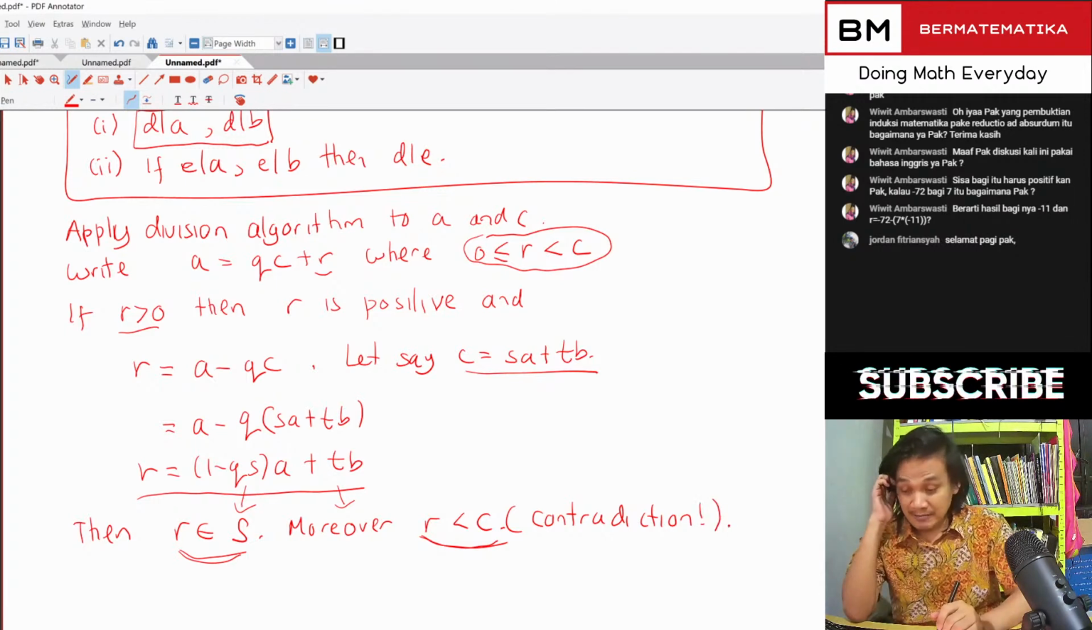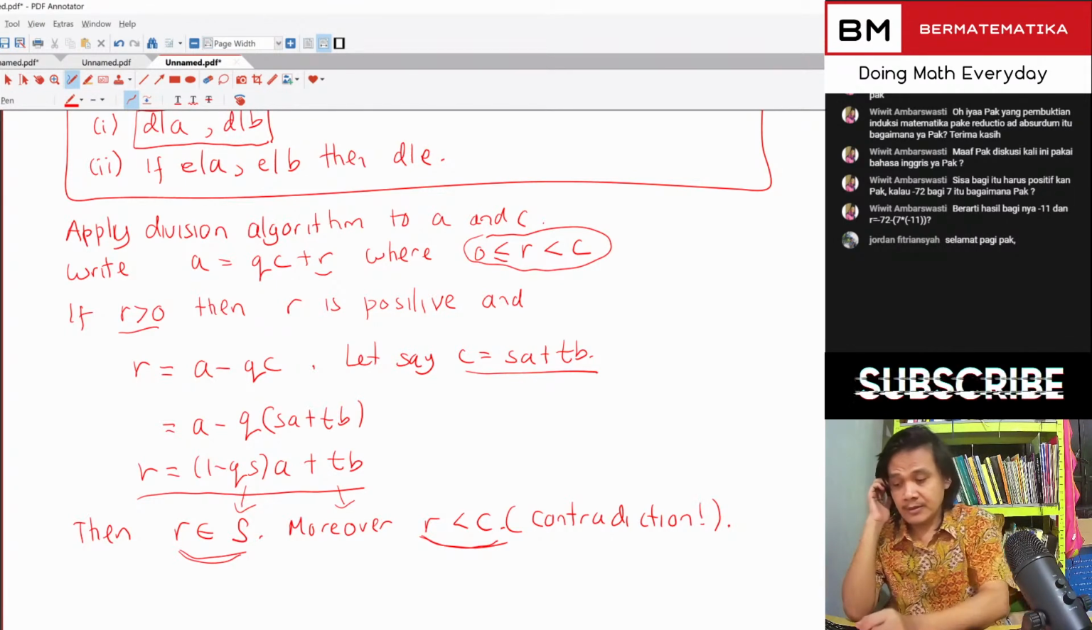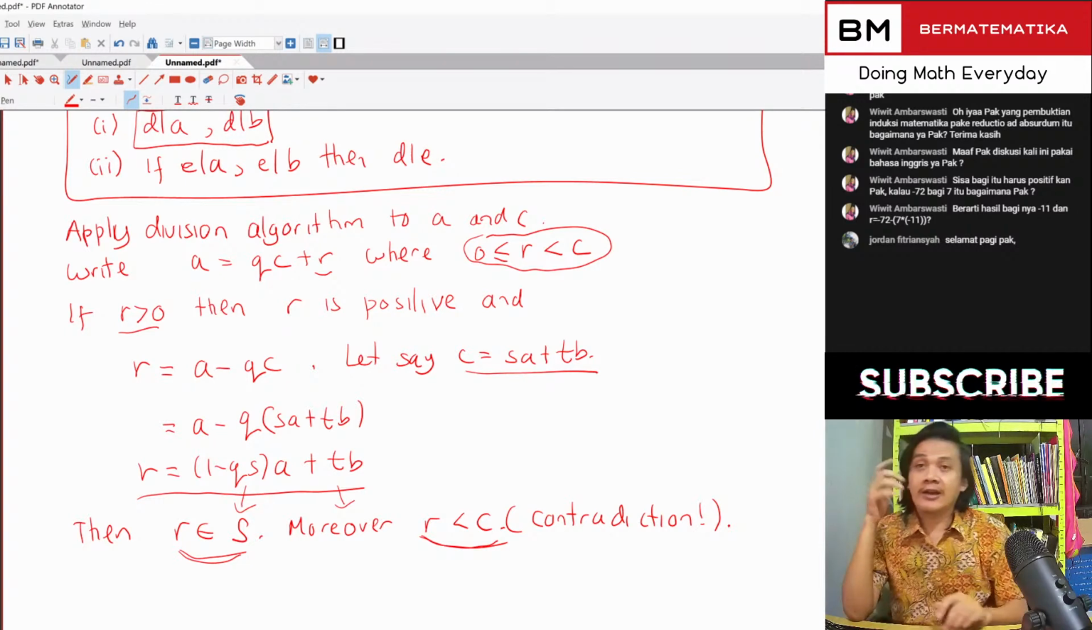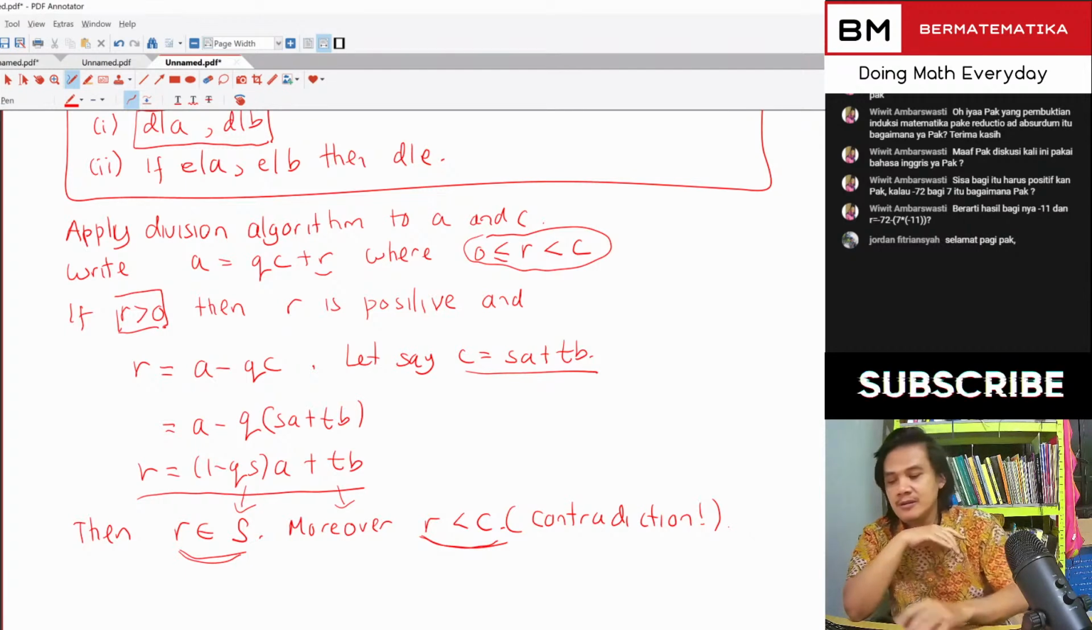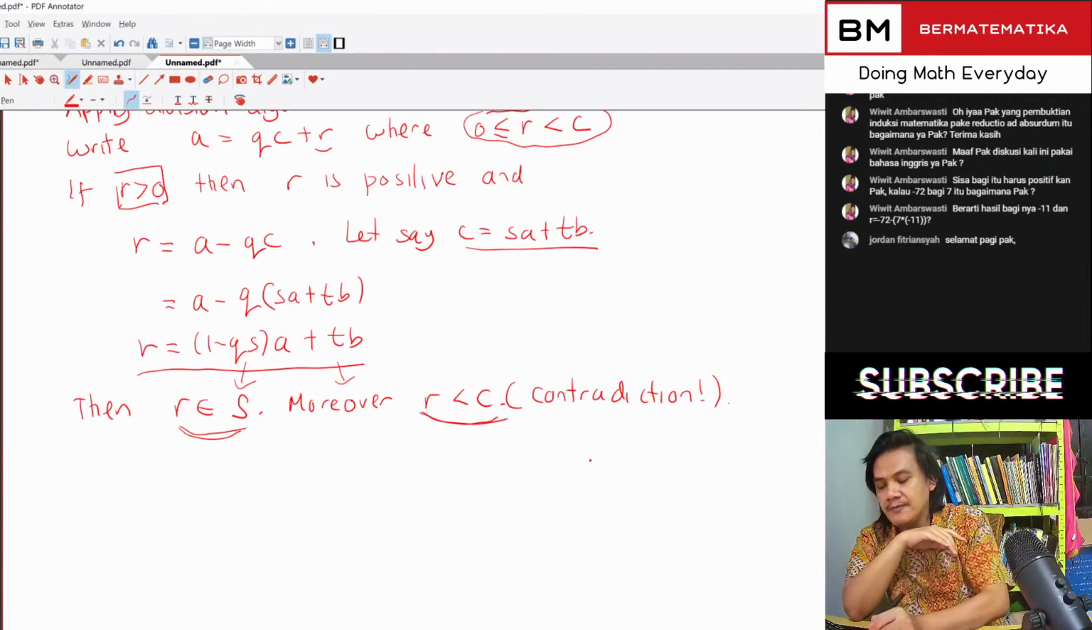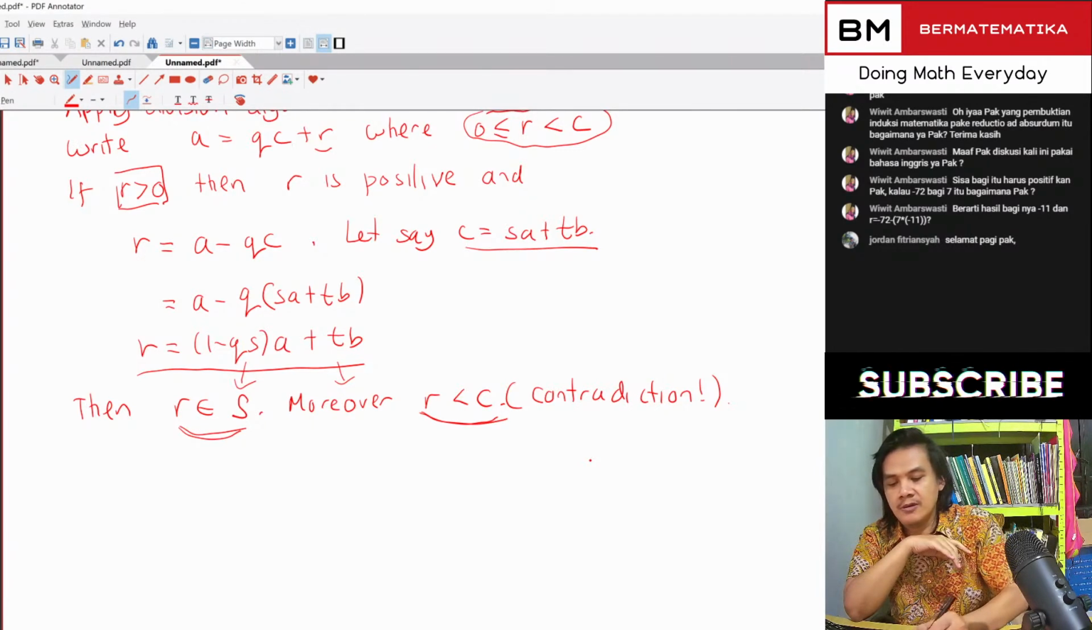Then what's wrong? R cannot be positive. So R must be 0. Therefore, R is equal to 0 and A is equal to Q times C. So C is a divisor of A.